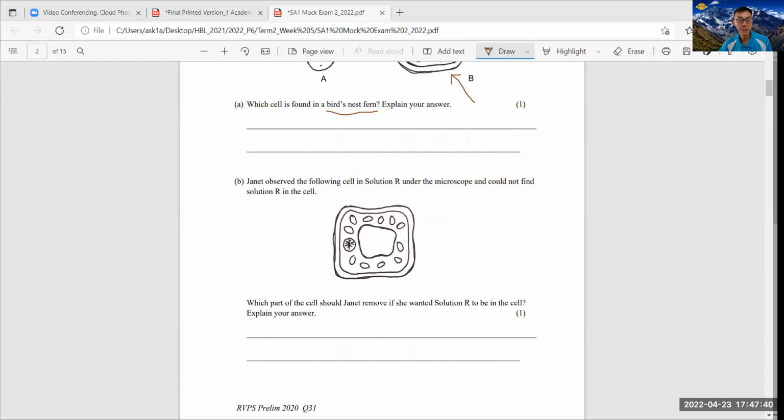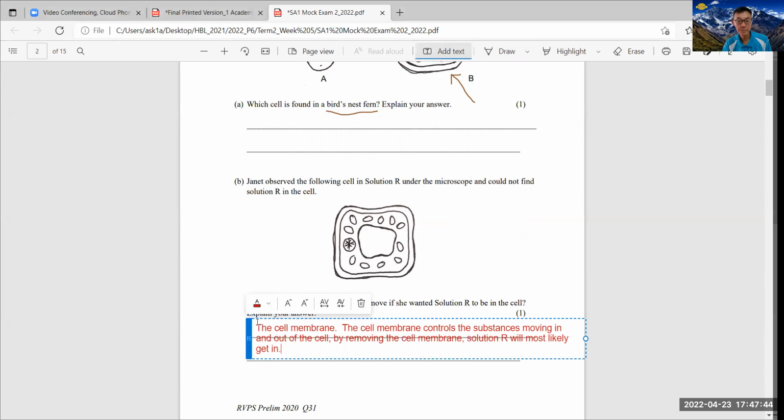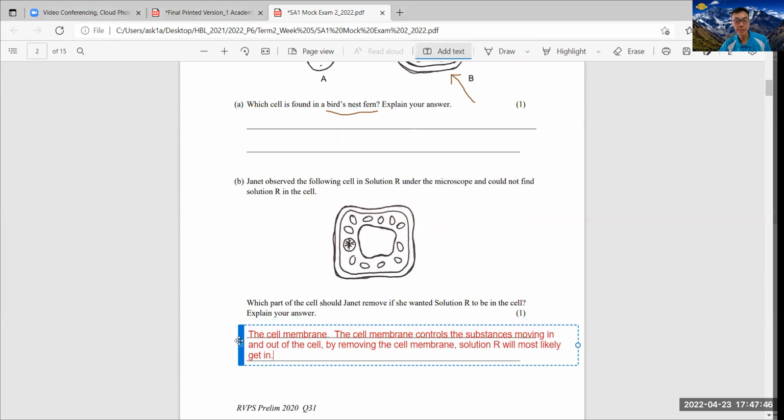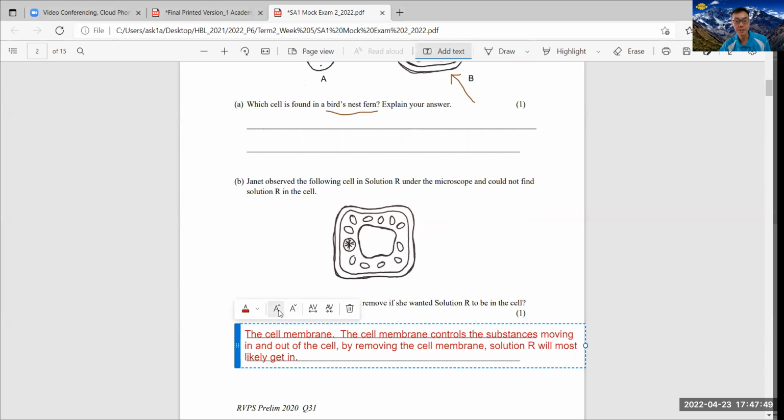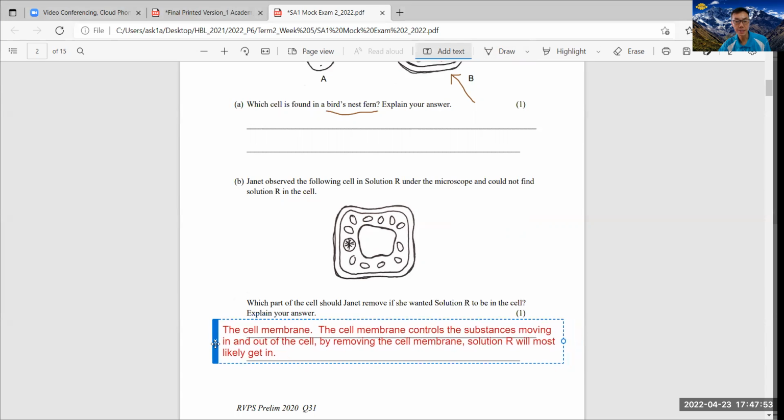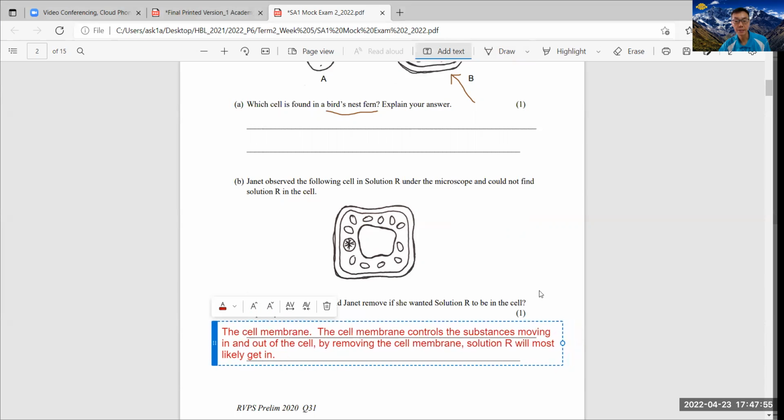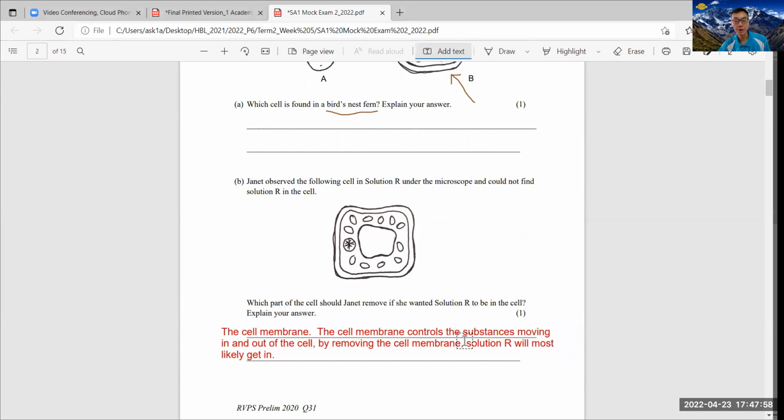So for this question, the answer will be this way. Okay, I just put it here. Hopefully you can see. Okay, so you mention the cell membrane. Okay, the cell membrane controls the substances moving in and out of the cell. By removing the cell membrane, solution R will most likely get in. Okay, so this part, you take note.